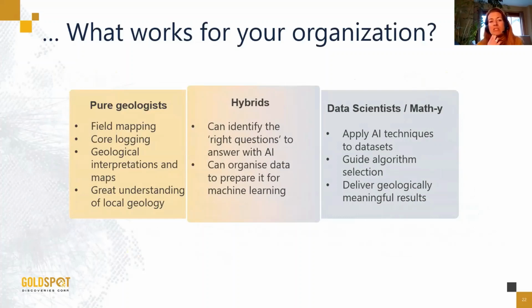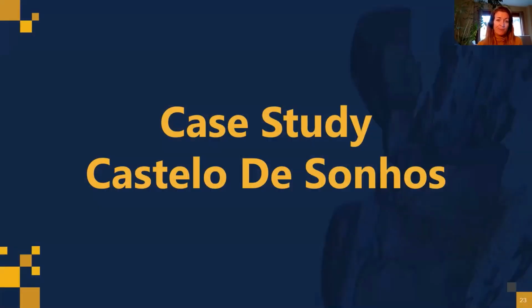And so it's just about thinking about what works best for your organization and your people. I mean, does it make sense to stack out your team with a bunch of pure geologists or to stack out your team with a whole bunch of data scientists? I believe that it's best to sort of shingle your skill sets together so that there's overlap between all of your team from one end member to the other, which takes us into the Castelo de Sonhos case study.